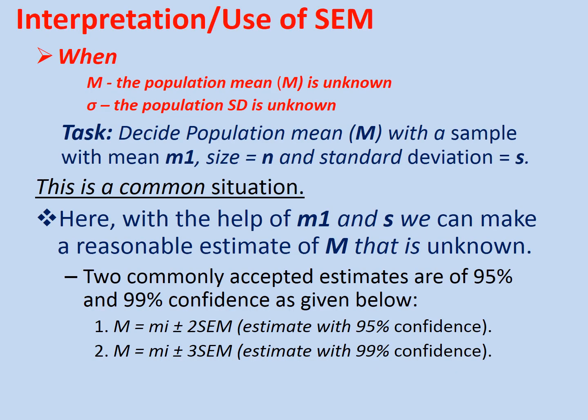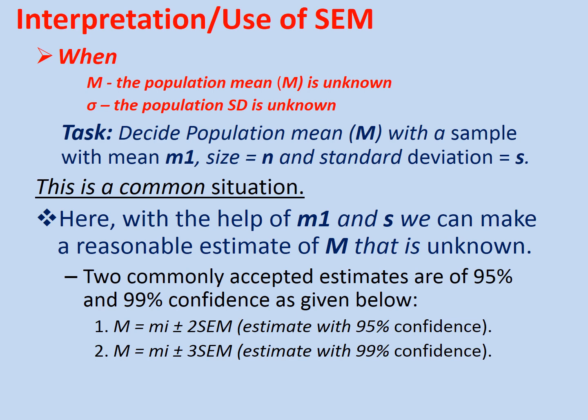Okay, so just now we have seen the first situation. Now the second situation is in front of you. The second situation is when we do not know the population mean, that is capital M, and also we do not know the population SD, that is the standard deviation, or sigma or capital S.